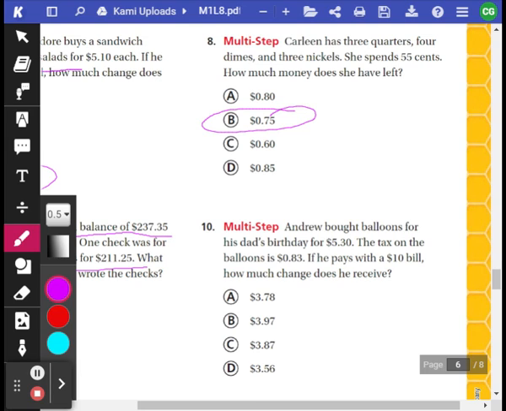Okay, bring down my decimal. 9 minus 6 equals 3. I have to add in my penny, and it becomes $3.87, and that is my answer.